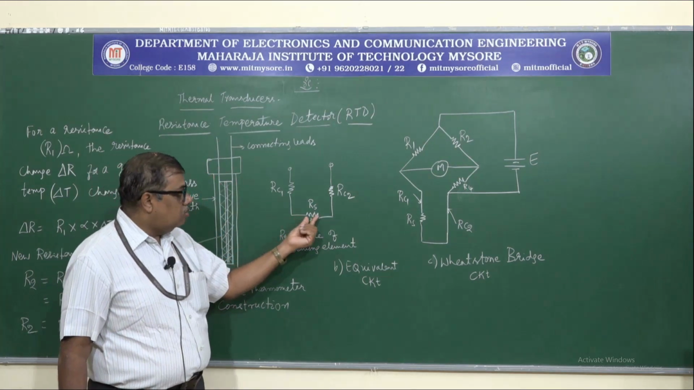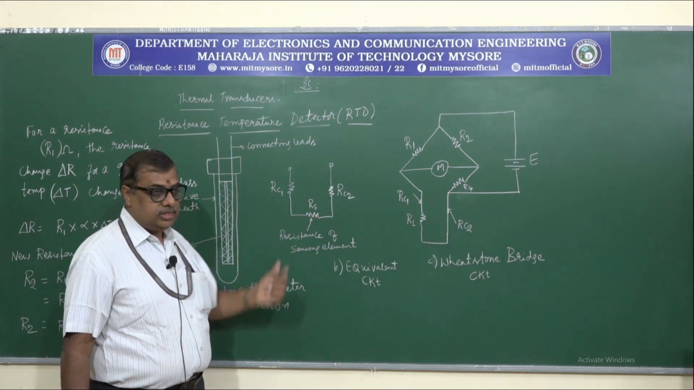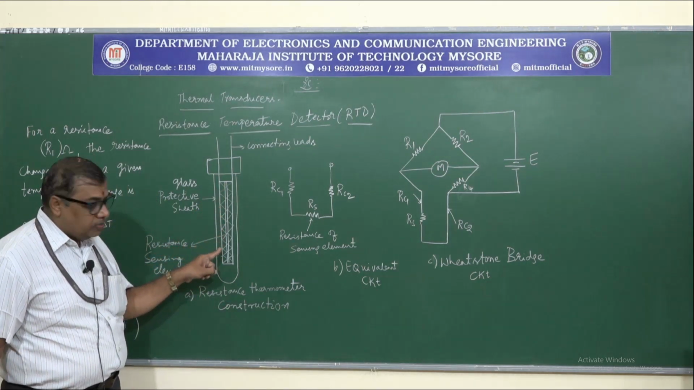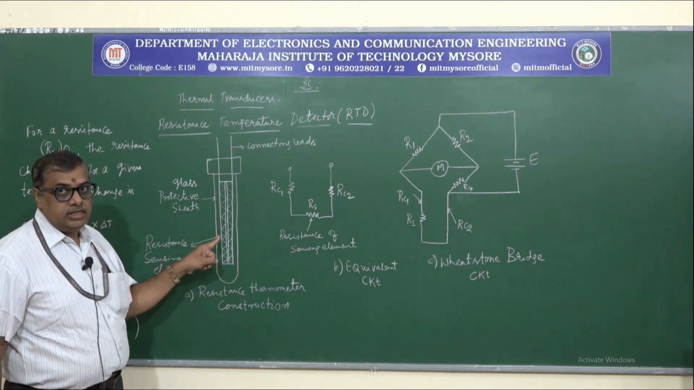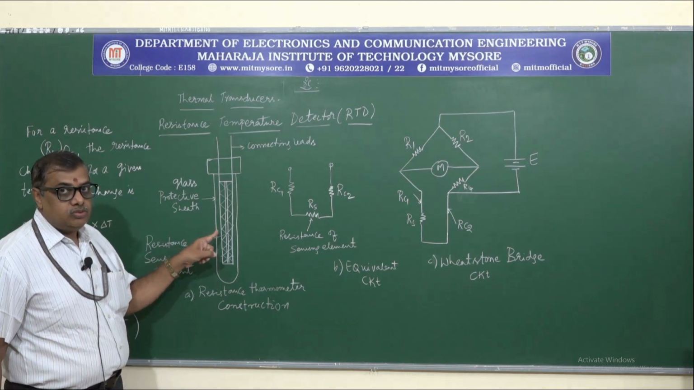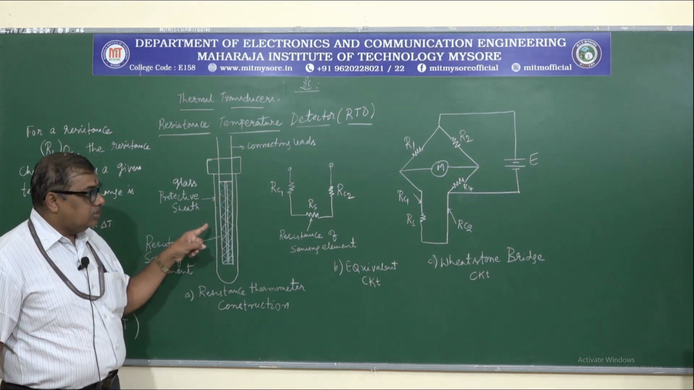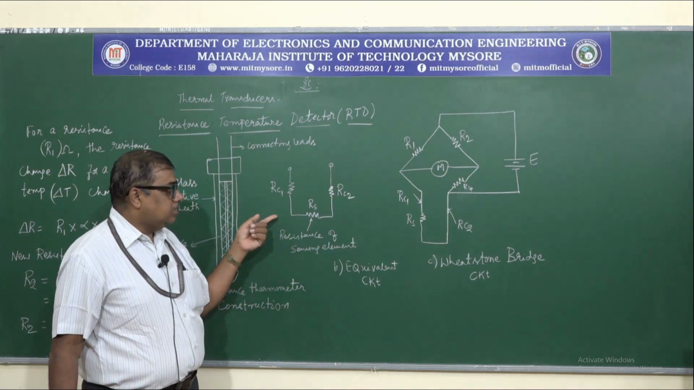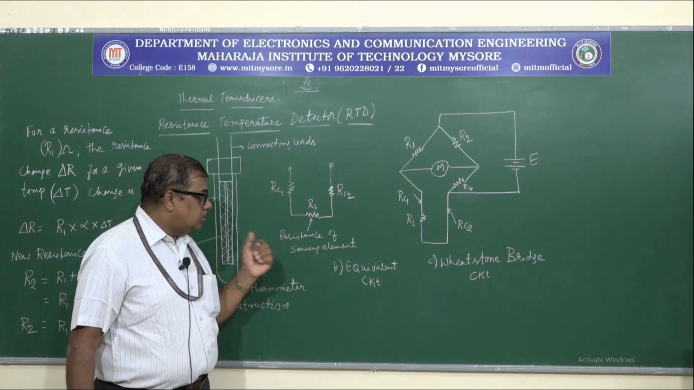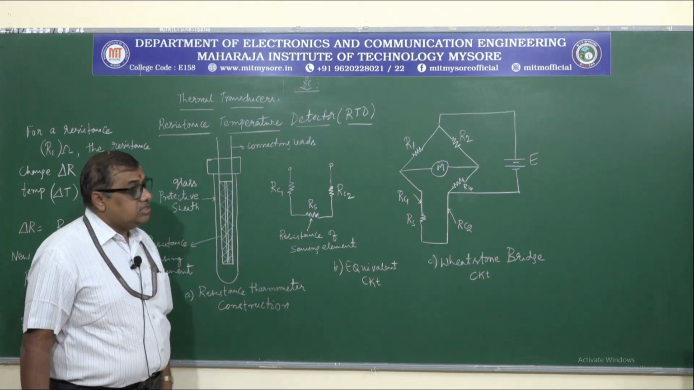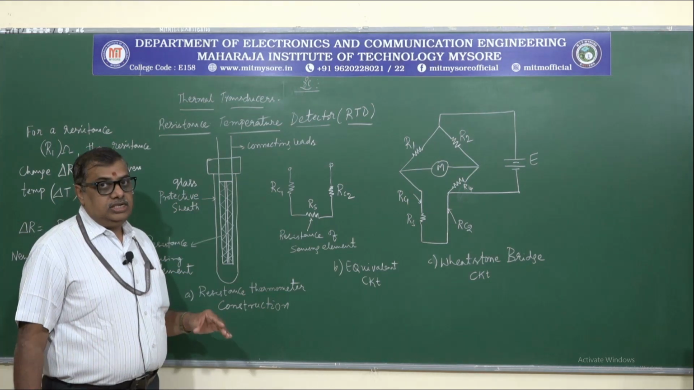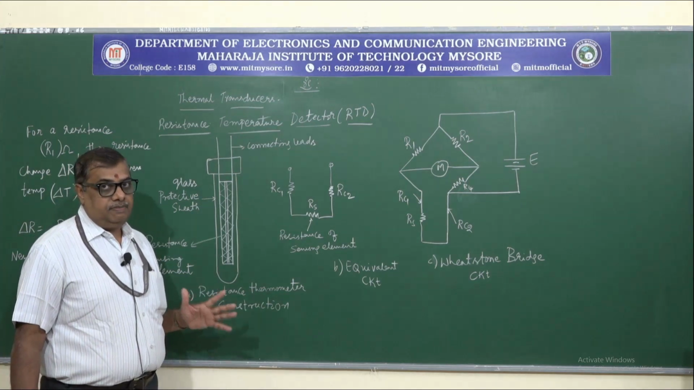Along with that we have the source resistance. The source resistance is nothing but the resistance of the wire inside, which is called the source wire, and that resistance is going to change. So the equivalent circuit is as shown here. Now let us see what the basic principle of an RTD is and how the resistance changes with respect to temperature.